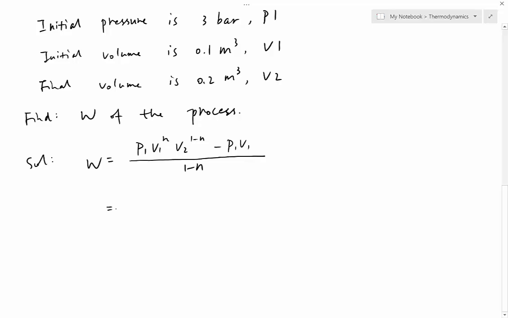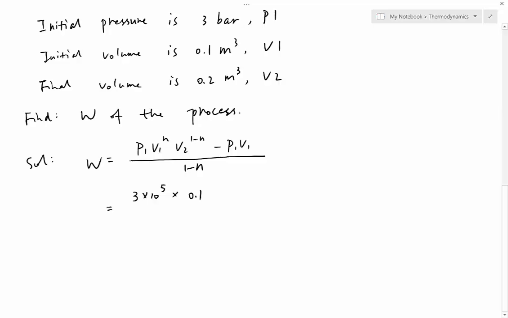Okay, so what is left is plug and chug. So plugging P1 is 3 bars, so make sure you always use SI unit. And a bar is not the SI unit for pressure. Pascal is the SI unit for pressure. So how do we convert bar to Pascal? Do you remember that? 1 bar is equal to 10 to the 5th Pascal. So 3 times 10 to the 5th Pascal multiplied by V1. V1 is 0.1 cubic meter.